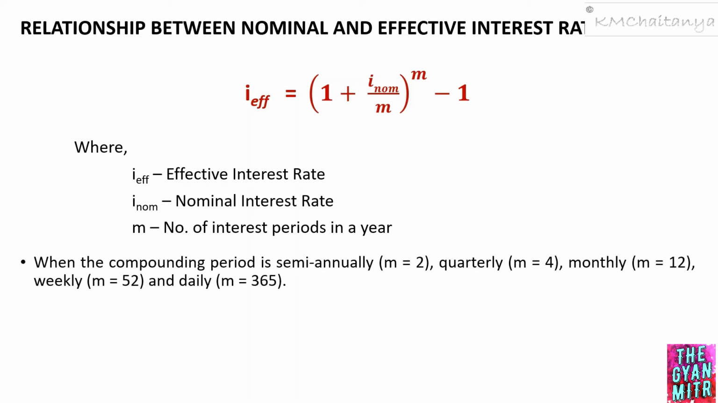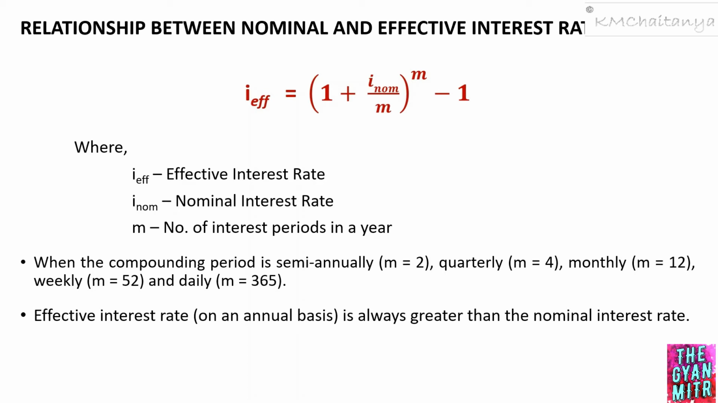When the compounding period is semi-annually, m will be equal to 2. If the compounding period is quarterly, m will be equal to 4. If monthly, m will be 12. If weekly, m will be equal to 52. And if daily, m will be equal to 365.